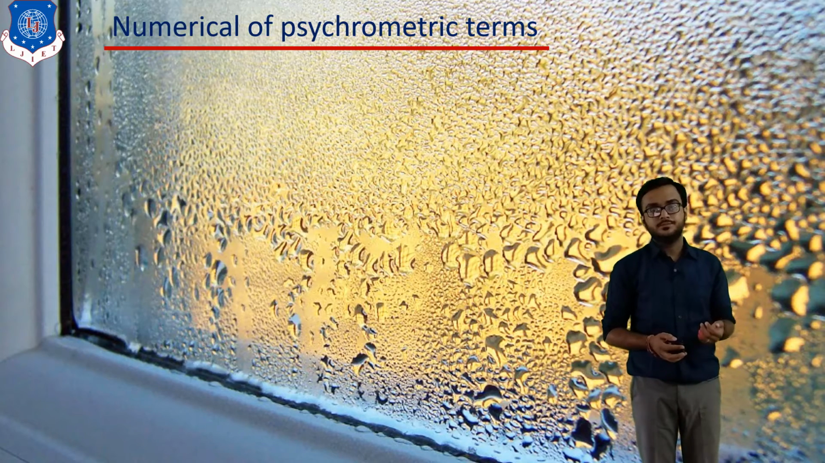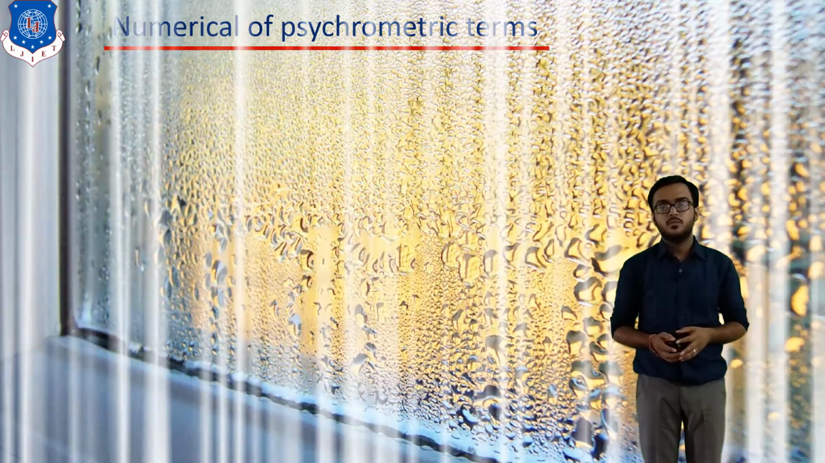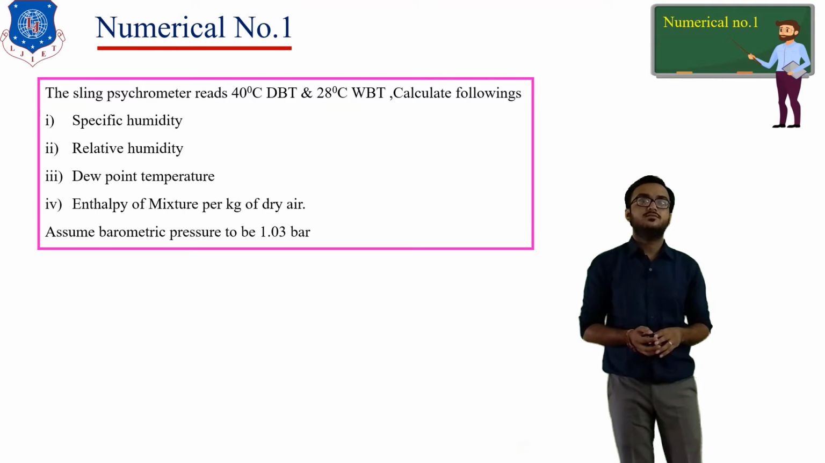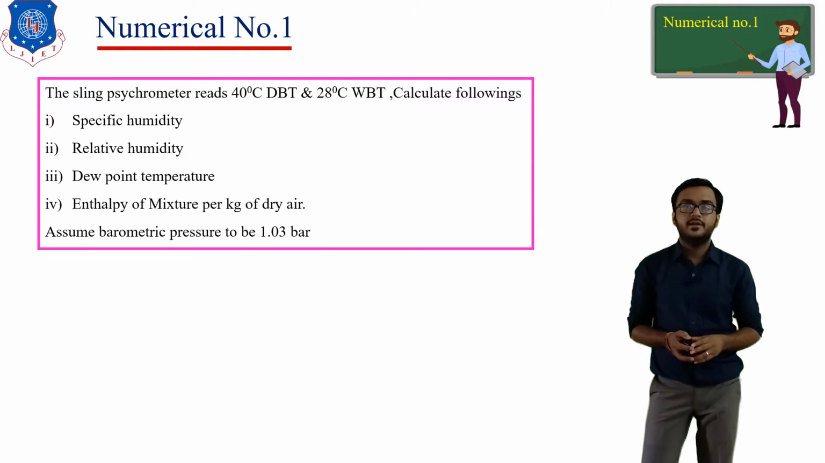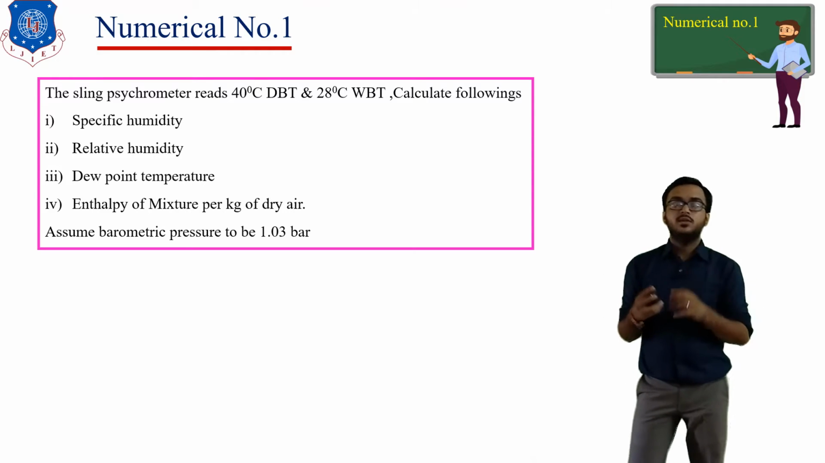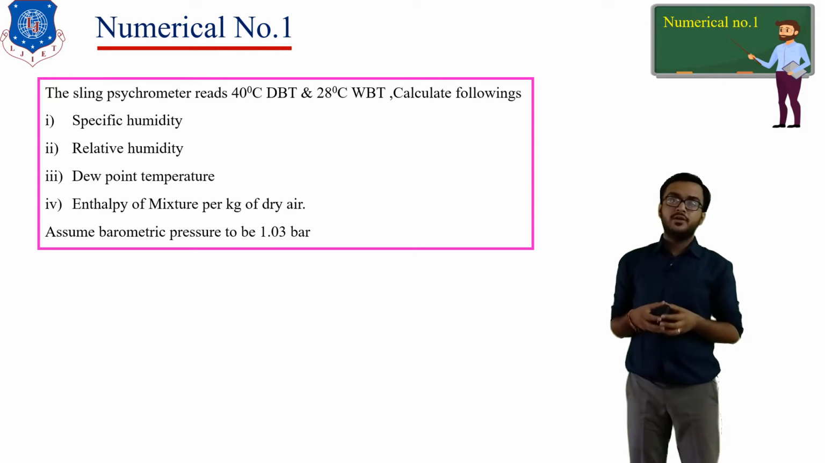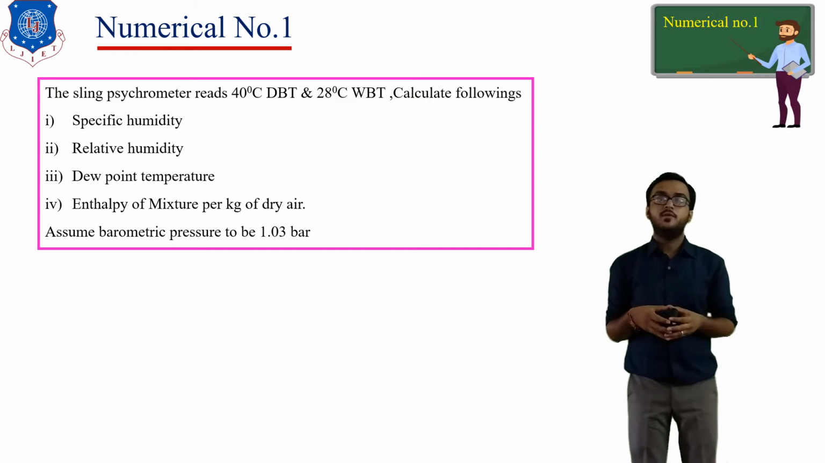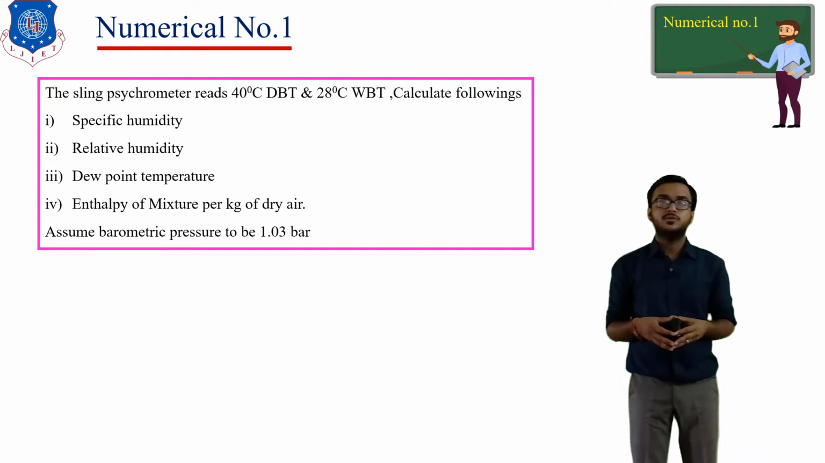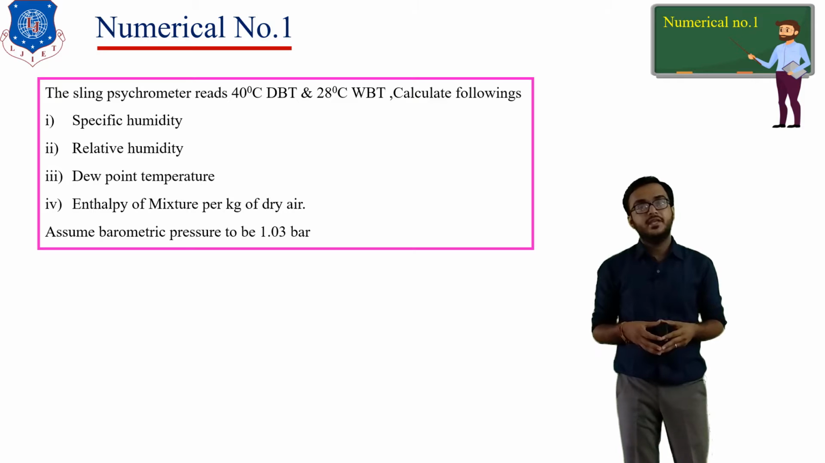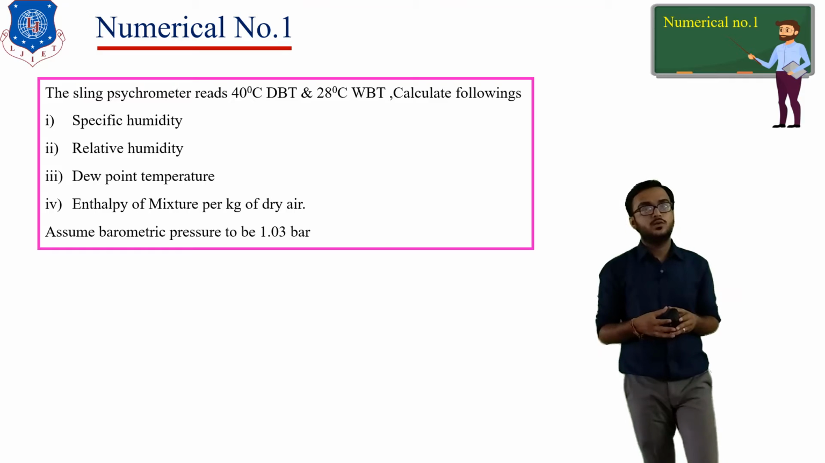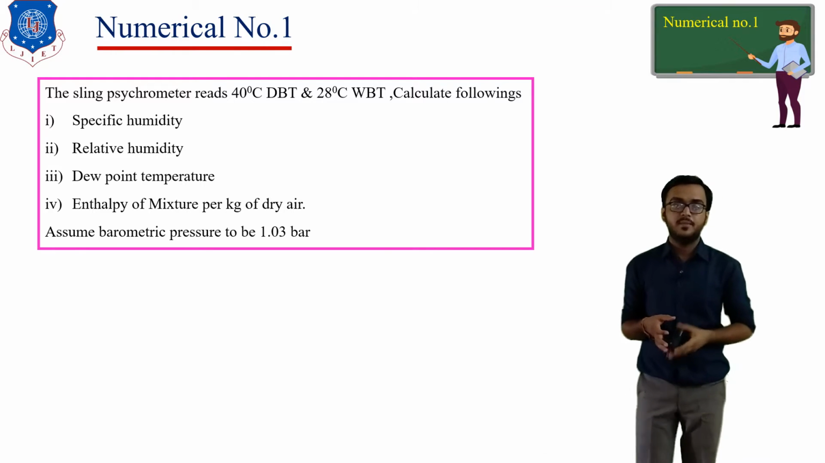Numerical number 1. Given data: a sling psychrometer with 40° dry bulb temperature and 28° wet bulb temperature. Calculate the following. First, the specific humidity; second, the relative humidity; third, the dew point temperature; fourth, the enthalpy of mixture per kg of dry air. We need to assume barometric pressure to be 1.03 bar. So in the given data we need to find 4 different psychrometric terms just by using two given data, that are dry bulb temperature and the wet bulb temperature.